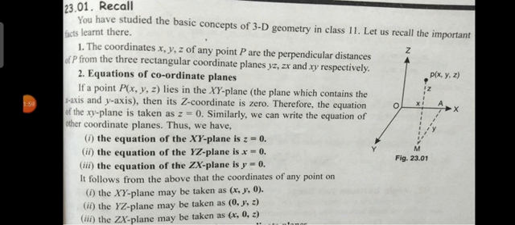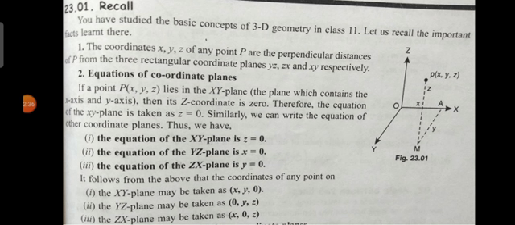So here there are three coordinates, x, y and z. Any point P has perpendicular distances from the rectangular coordinate planes xy, yz, xz. Those are the coordinate planes. You know coordinates. What are coordinates?